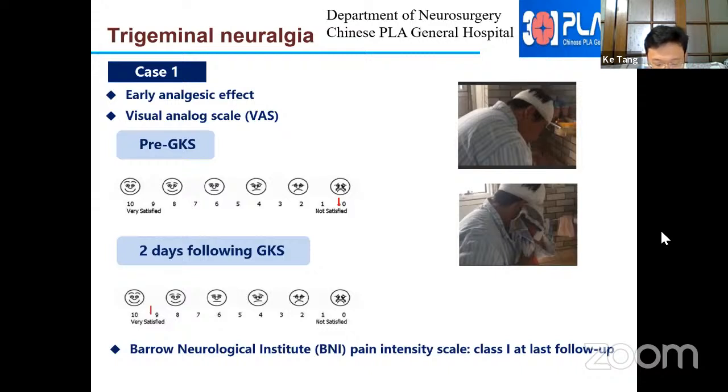The patient could brush her teeth and wash her face, which supported the validity of CT stereotaxis combined with multimodality imaging co-registration. Stable analgesic effect was also achieved for this case. On the Barrow Neurological Institute Pain Intensity Scale, the BNI scale, class 1 at last follow-up, we can see, at 5 years following Gamma Knife surgery.